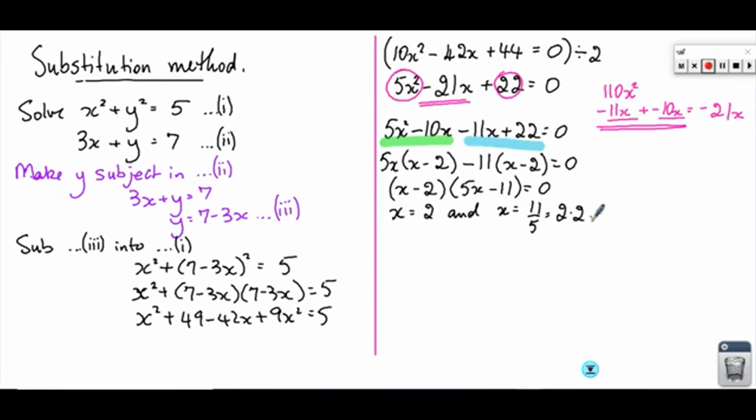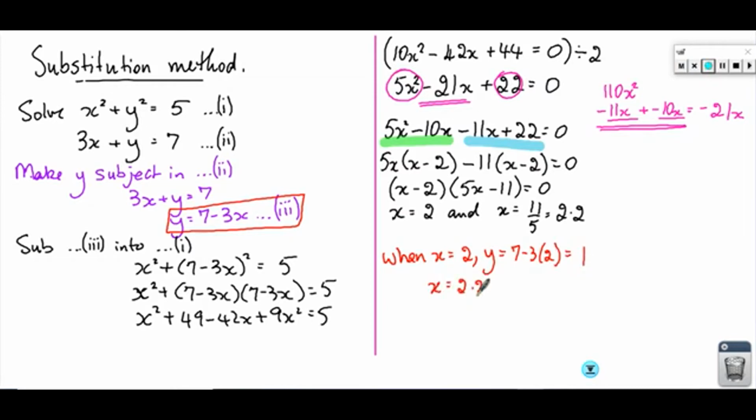Now that I know the values of x, I can find the value of y. So, last part of the problem: when x is 2, I am going to choose equation 3 and substitute into that equation. When x is 2, y is 7 minus 3 times 2, that's 7 minus 6, 1. And when x is 2.2, y is equal to 7 minus 3 times 2.2, which is 7 minus 6.6, which is 0.4. So we have the two answers, which are (2, 1) and (2.2, 0.4). As we can see, there are two pairs of coordinates where those two graphs meet.